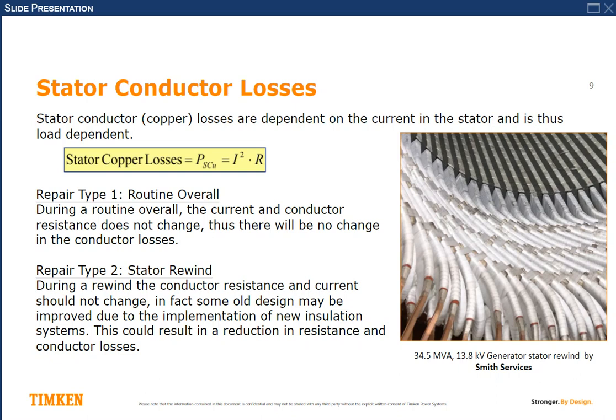In fact, on some old designs, we sometimes see the potential to actually improve on the machine design by increasing the conductor size, because the modern technology of insulation is so much more advanced than the original machine that was manufactured like 50 years ago, that sometimes we can actually improve on the copper losses. On the right, you'll see a nice 34.5 MVA, 13.8 kV generator stator winding rewind by Smith Services.